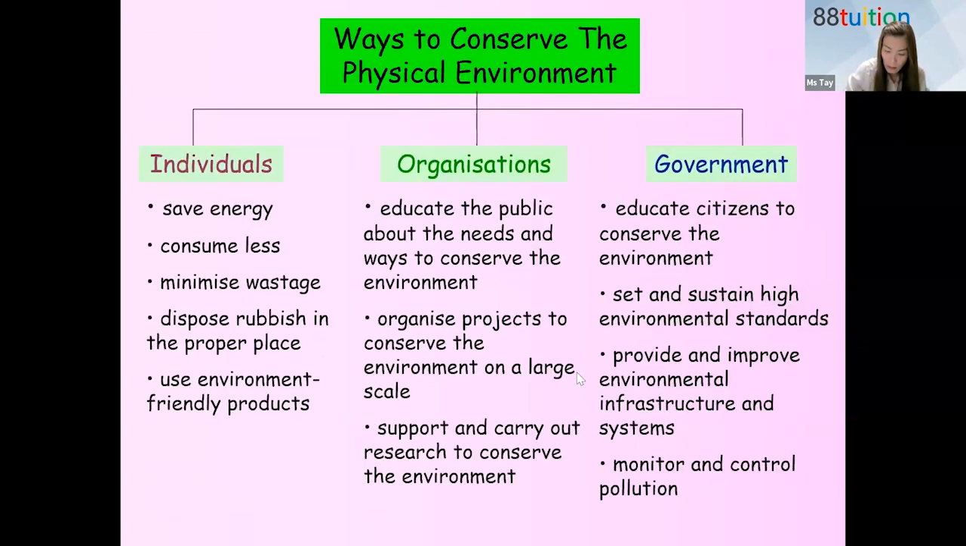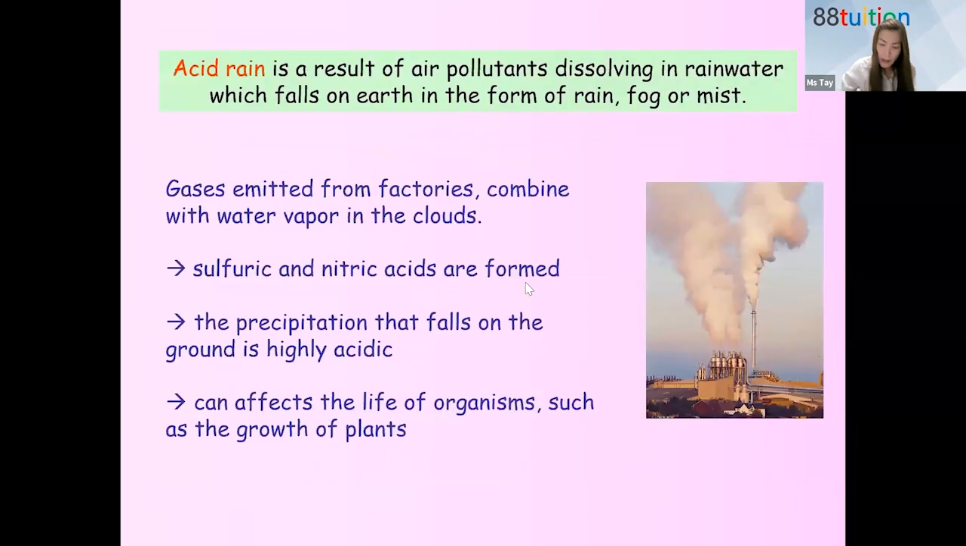If you look at the next slide, acid rain. We just talked about acid rain, isn't it? Not too long ago. What happens when you get acid rain is that air pollutants dissolve in the rainwater. So we talk about the sculptures, the buildings, the bridges, all these are affected. What else is affected? Plants and animals.